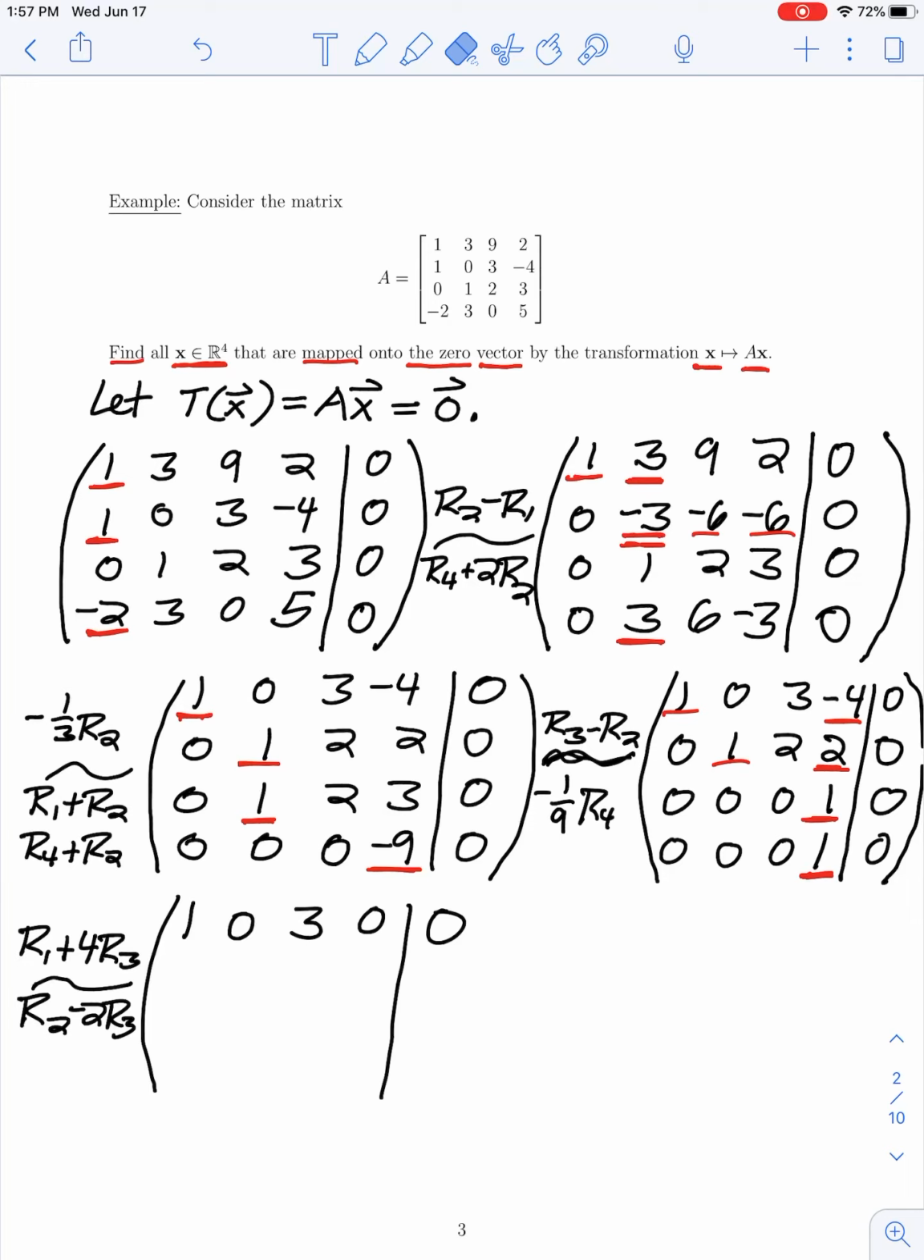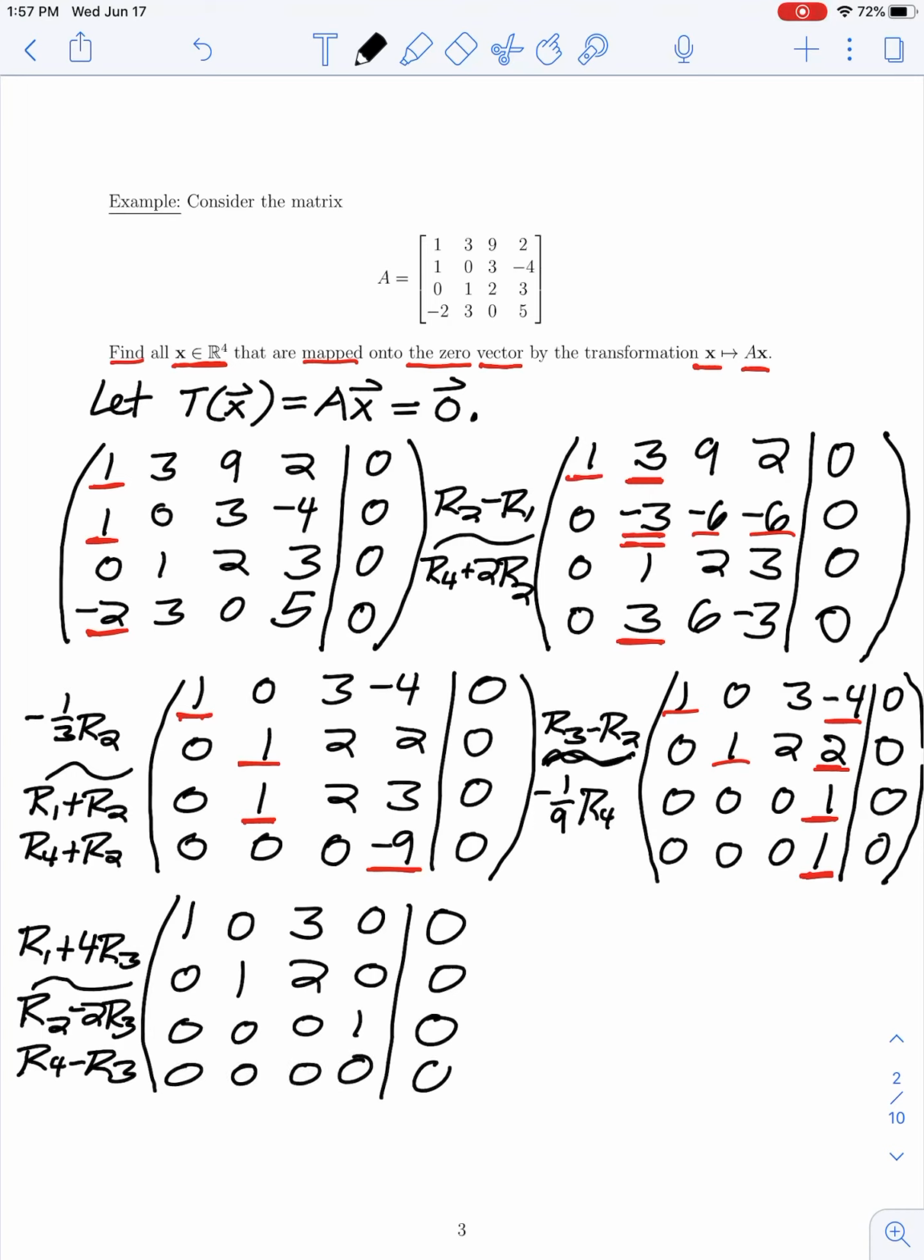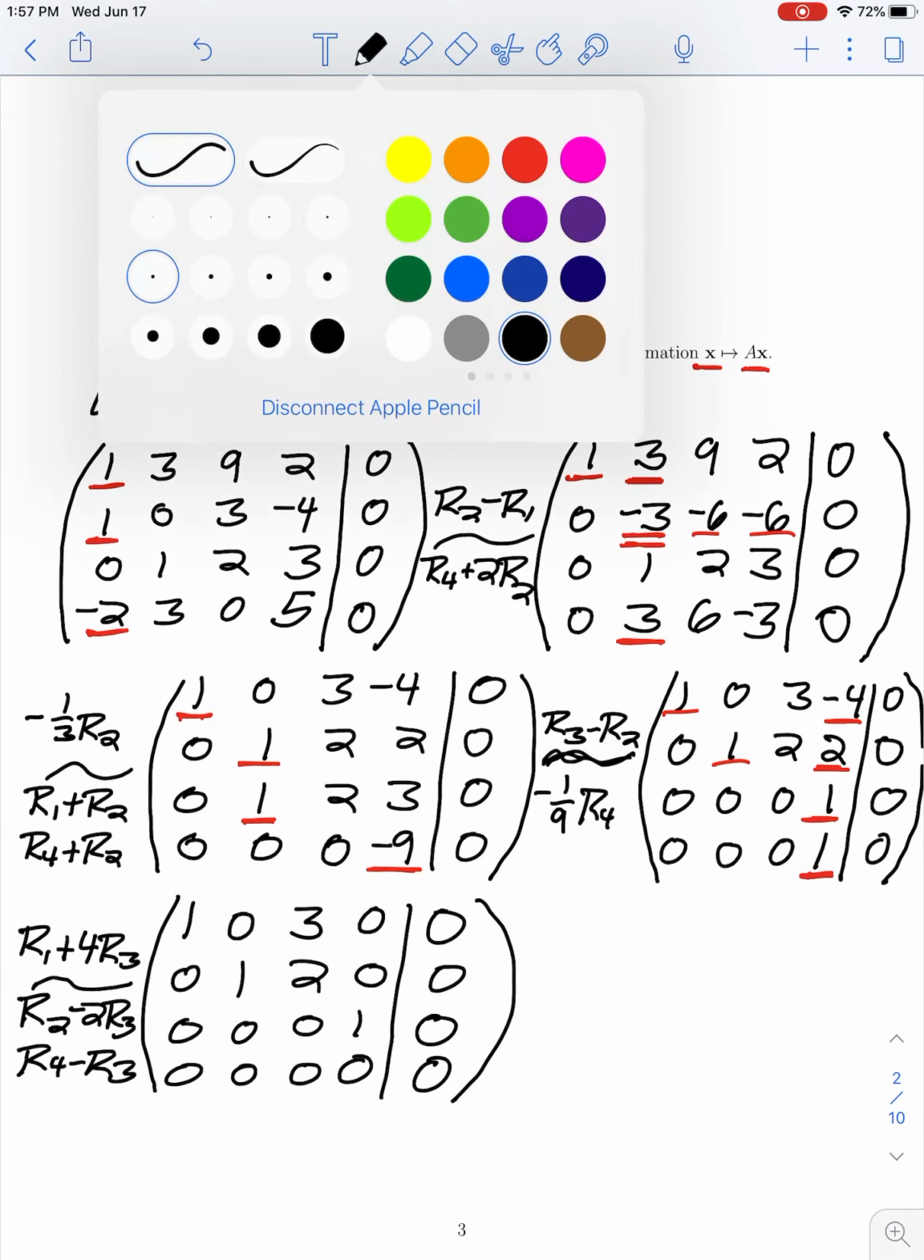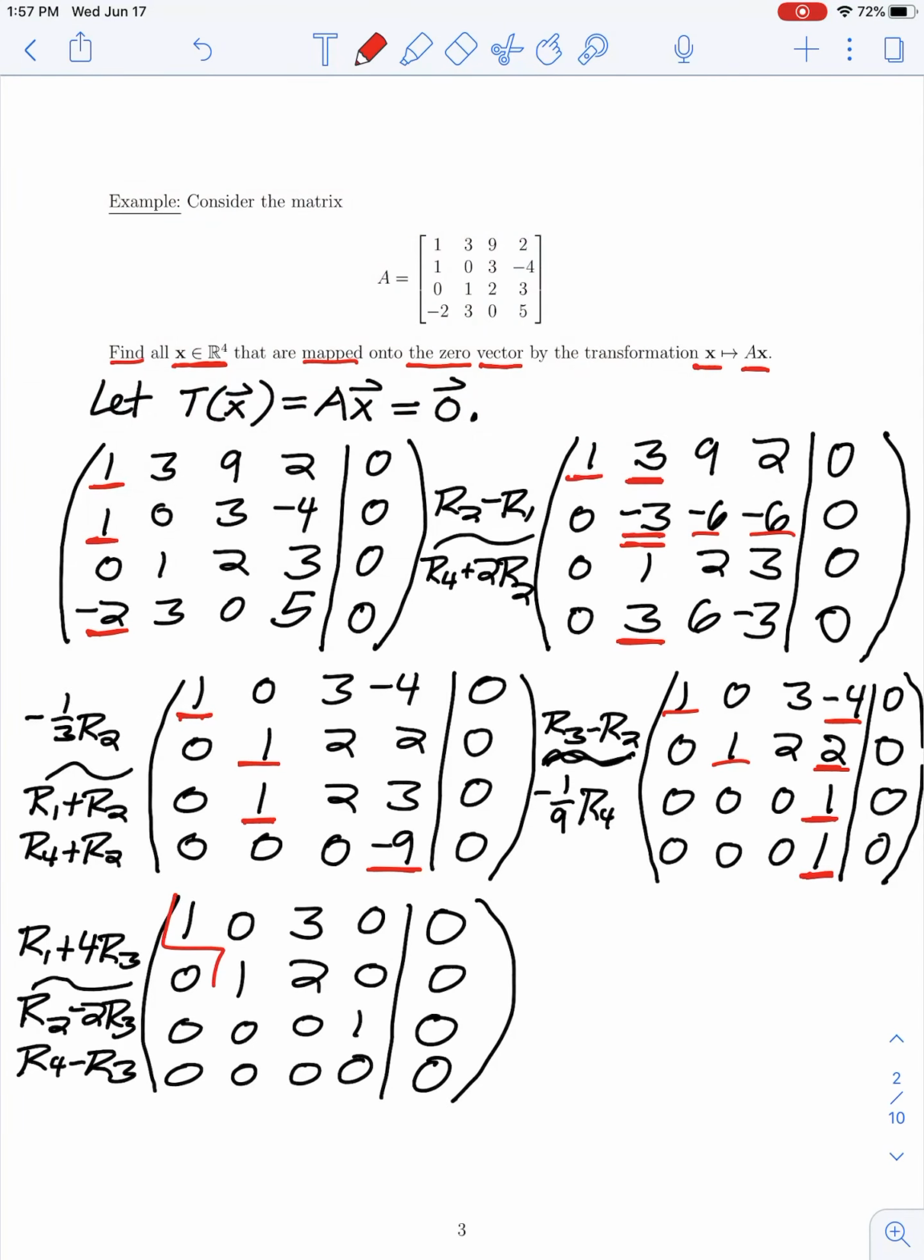0, 1, 2, 0, 0. My third row is 0, 0, 0, 1, 0. And I see that my third and fourth rows are identical, so to eliminate 1, I could take row 4 minus row 3, which would give me a row of all zeros. So our matrix is now in reduced row echelon form.